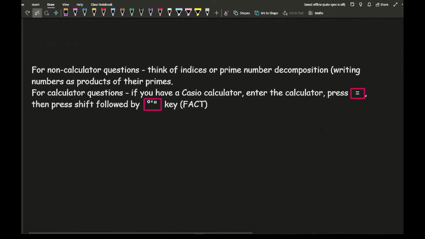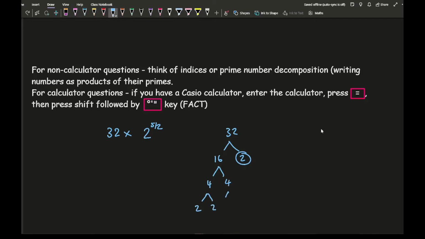Now for non-calculator questions, think of indices or prime number decomposition. If you get this on a non-calculator paper and you don't recognise the numbers, then all you need to do is just do a little simple factor tree to try and work it out. So for example, if I had 32 times 2 to the power of 5 over 2, well, if I took 32 and then just did some prime number decomposition, 4 and 4, 2, 2, 2, 2, I can see straight away that 32 is 2 to the power of 5. So that's one way of doing it.